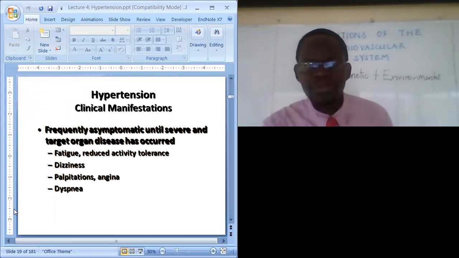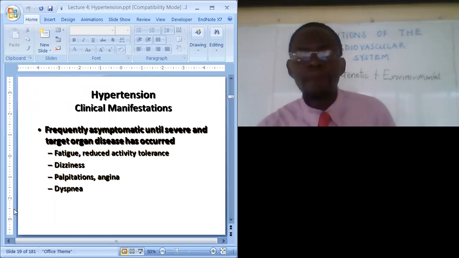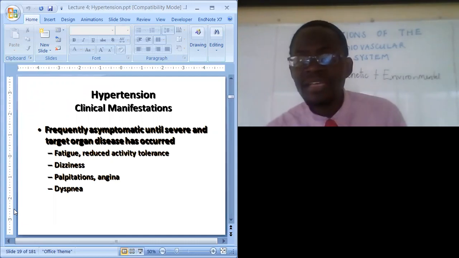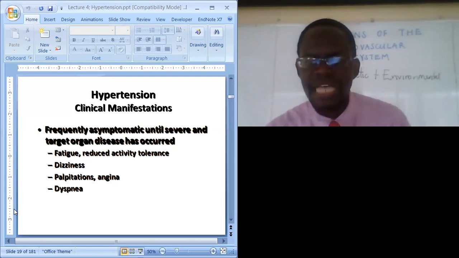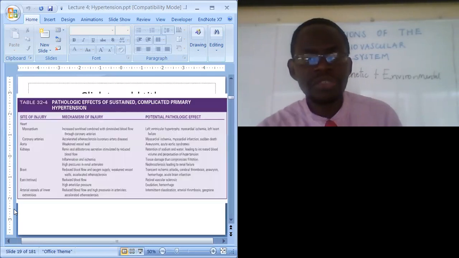However, when it comes to end organ destruction, then they start being symptomatic, where you have things like fatigue, things like dizziness, things like palpitations, things like angina, things like dyspnea. These are some of the clinical manifestations of this.